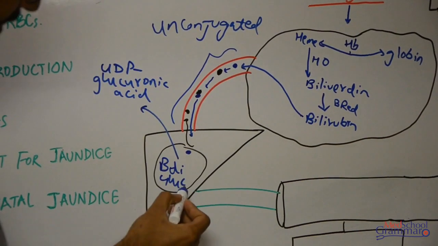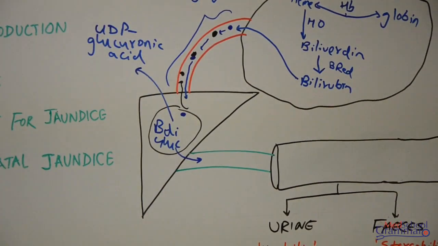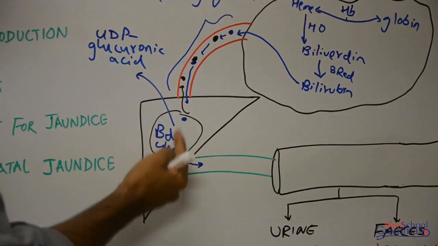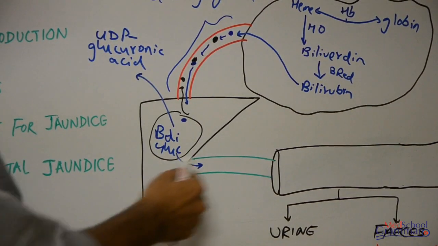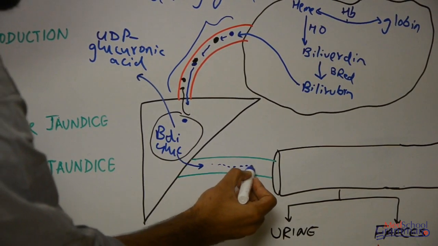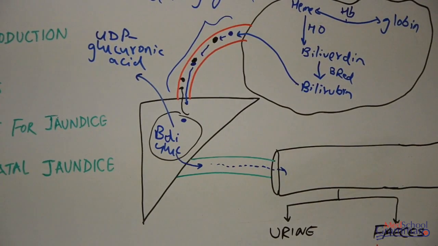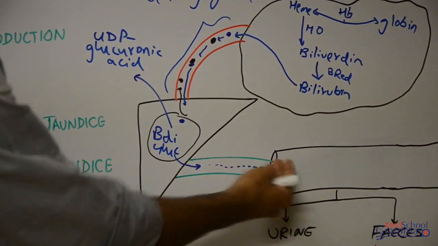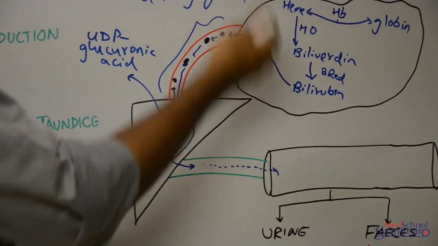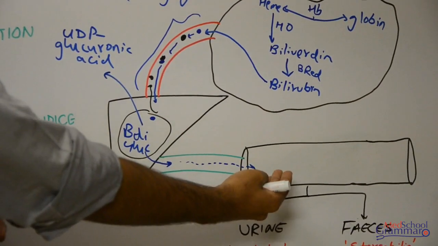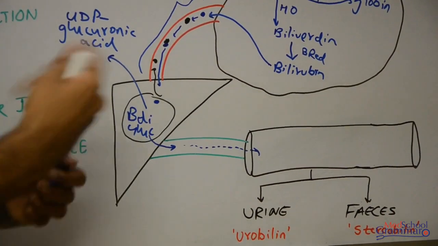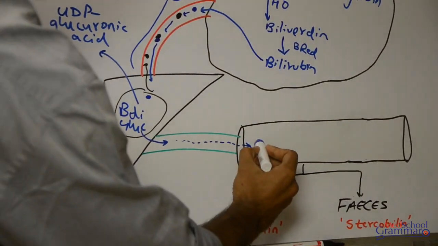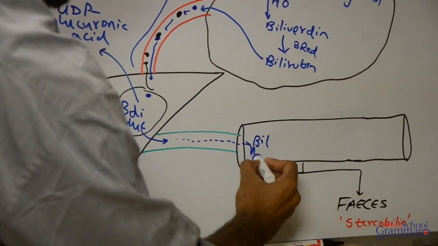Okay, now this is released into the bile, and this release is an active process. It requires ATP. Bilirubin diglucuronide, or conjugated bilirubin, is released into the bile, and from the bile it travels and reaches the intestine. As we all know, the bile duct opens into the second part of the duodenum, from where the bile will reach the small intestine. The terminal part of the ileum and the large intestine are the main sites where the further mechanisms will occur. Now what happens here is that we have bilirubin diglucuronide present here.